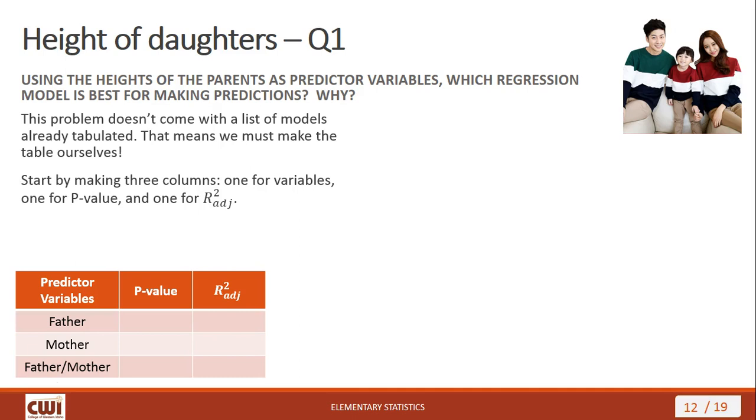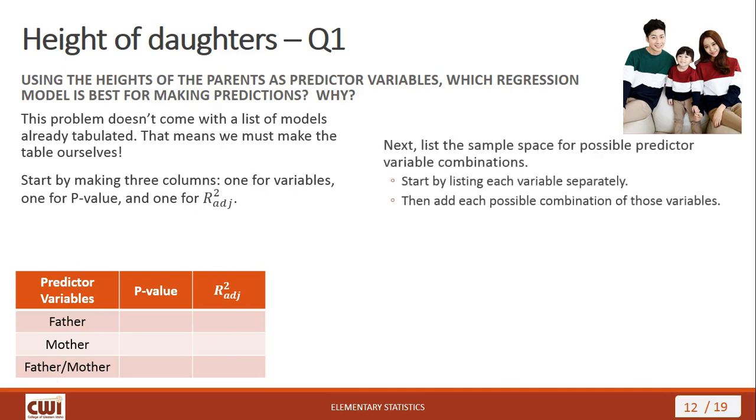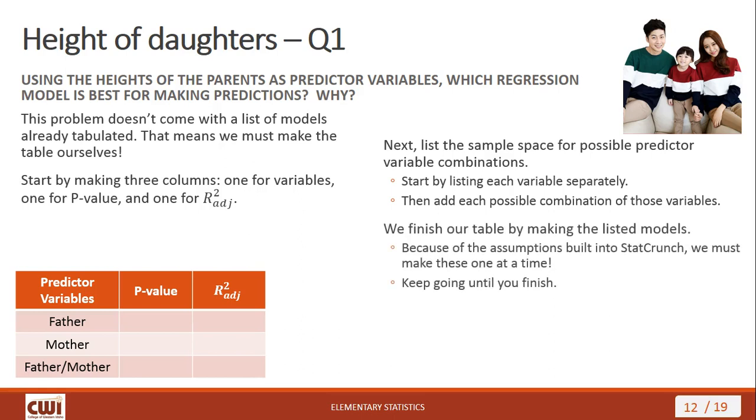So now here I have my table, and I'm ready to actually start filling it out. And I do that by listing the sample space. As I said, I listed each variable separately and then the possible combinations for those variables. And now I finish my table by making each one of these models and recording the p-value and the adjusted r-squared value for each one.